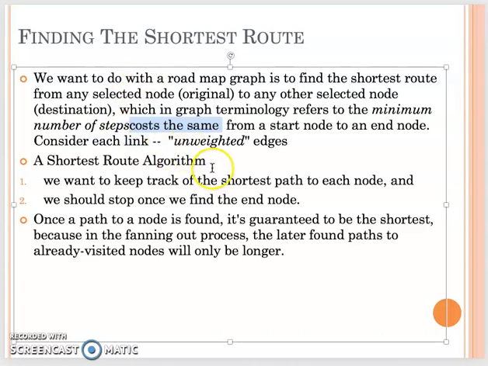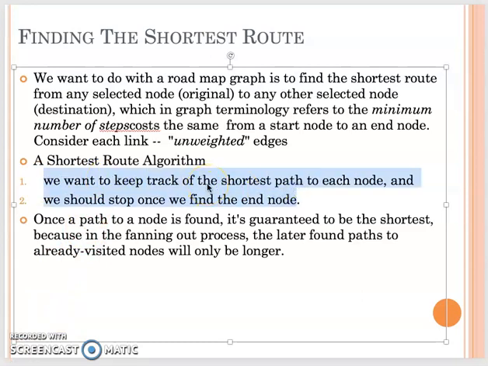But here our shortest route, just like we say, the first thing you need is the original node and the destination node, and we consider all the links as having no weight. That means they are all considered as one. So then our shortest route algorithm is we need to keep track of the shortest path to each node, and we should stop once we find the end node. What does that mean for these two steps?